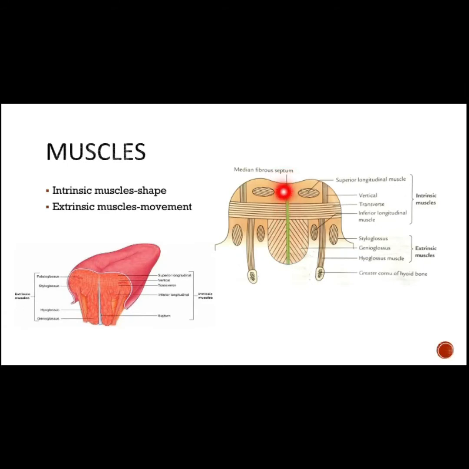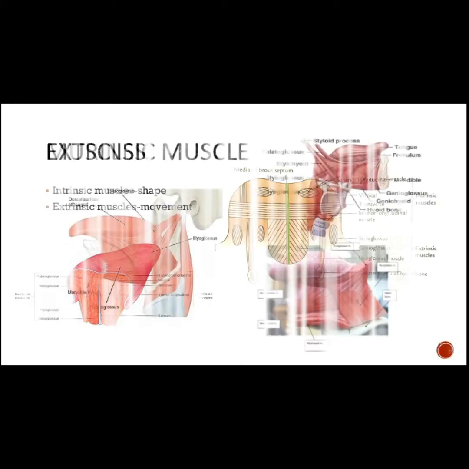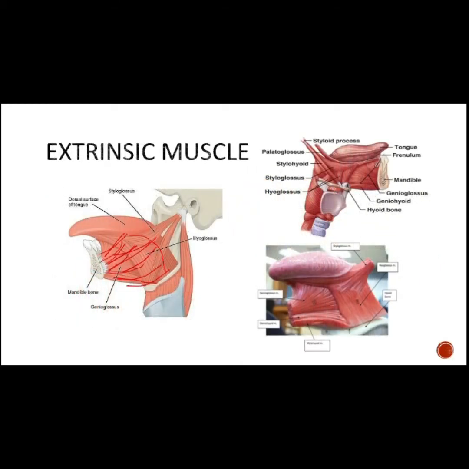This is a median fibrous raphe which divides the tongue into two. So starting with intrinsic muscles, the superior longitudinal muscle is present just below the mucous membrane, whereas the inferior longitudinal muscle is present between the genioglossus and the hyoglossus muscles. The transverse muscle extends from the median fibrous raphe to the margin of the tongue. The vertical muscle is present along the anterior part of the tongue. Now let's talk about the extrinsic muscles in detail.